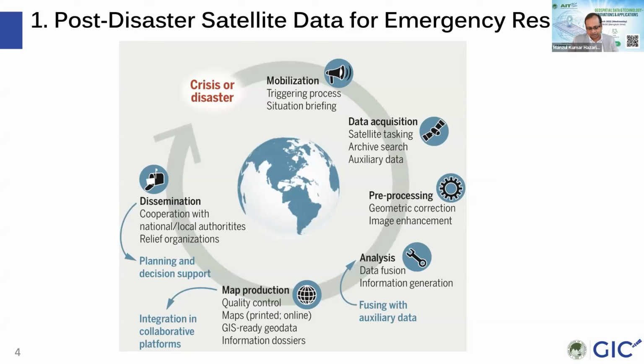Then once this data is acquired, it will be provided to the data processing centers. So our center at AIT is a regional hub for this kind of data processing. Any disaster that happens in this region, through the Sentinel Asia mechanism, we get all the data here. Then we process and analyze it, and also do some data fusion with other available data, GIS data or whatever. Then we produce maps.